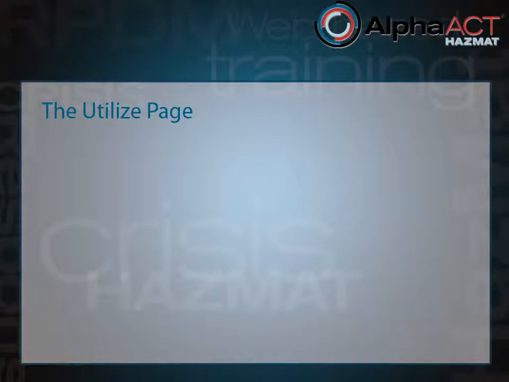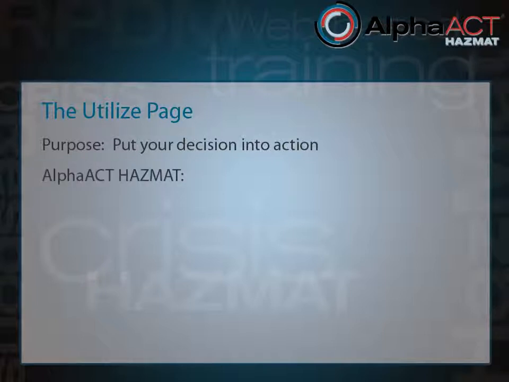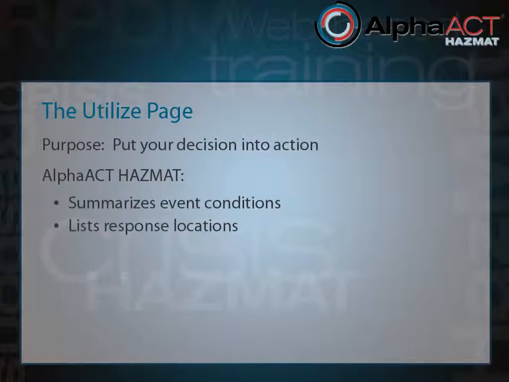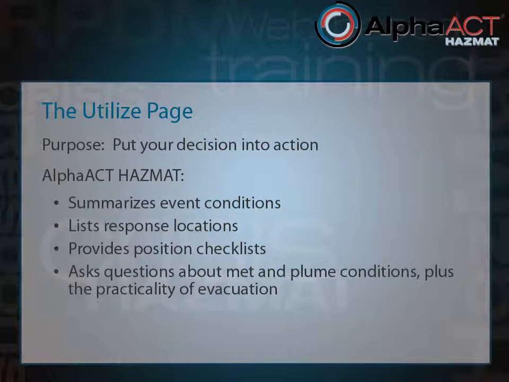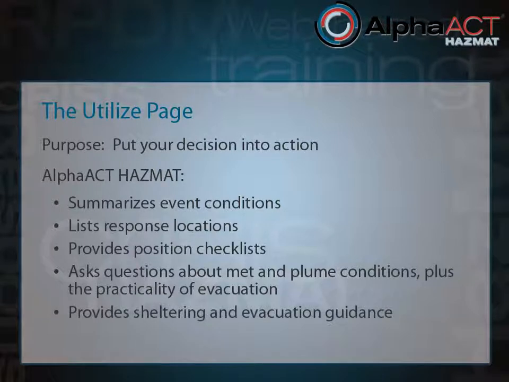As a quick recap, the purpose of the Utilize page is to put your decision into action. On the Utilize page, AlphaACT HAZMAT helps by summarizing the event conditions, listing your choices for response locations, providing position checklists for members of the incident command team, asking questions about meteorological and plume release conditions as well as the practicality of evacuation, and providing sheltering and evacuation guidance. In the next module, we'll take a look at the Session Feedback page, where you'll learn how well you did on the scenario you just completed.